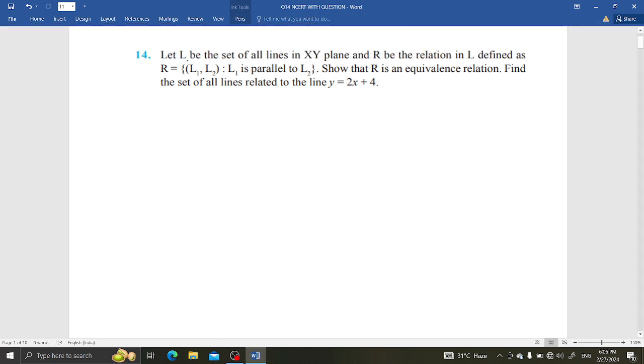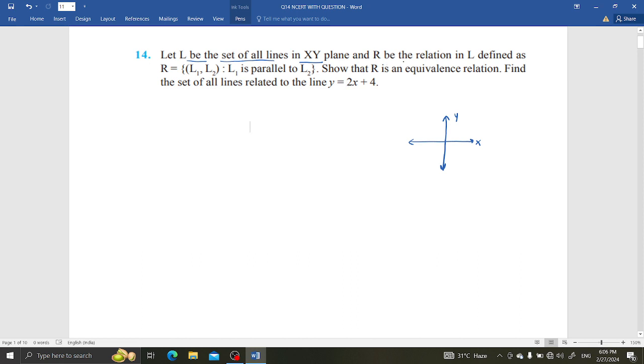See here. Let L be the set of all lines in the xy plane. So we have an xy plane. This is our x-axis. This is our y-axis. So the collection of all the lines: this line, this line, this line, any type of line. Collection of all these lines. In a Cartesian plane or xy plane, both are the same thing.